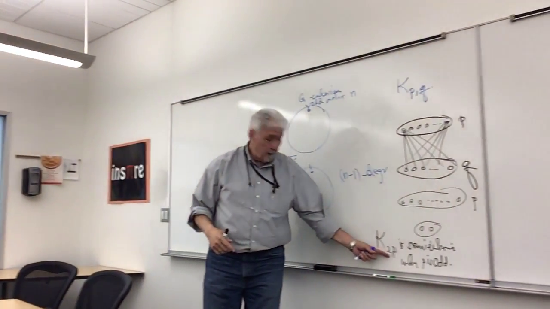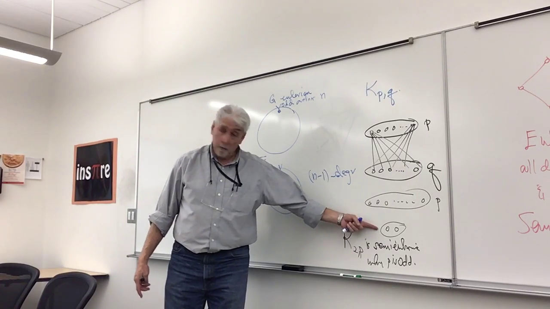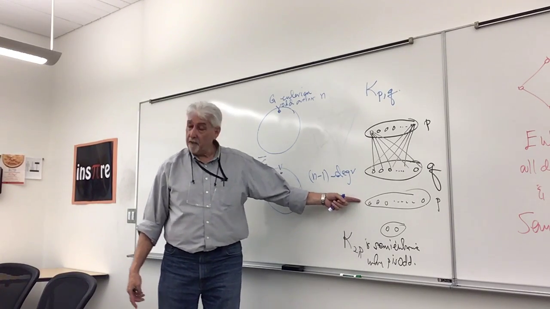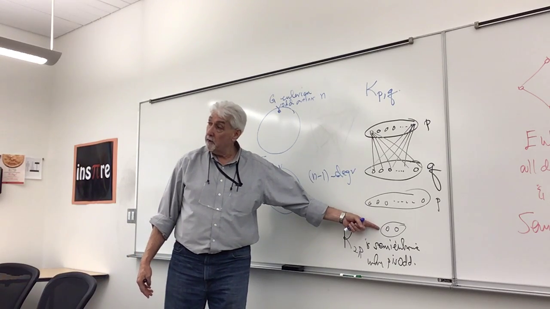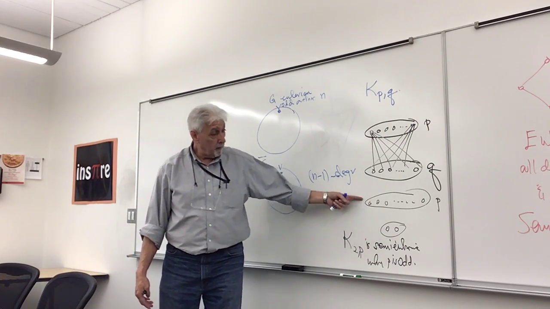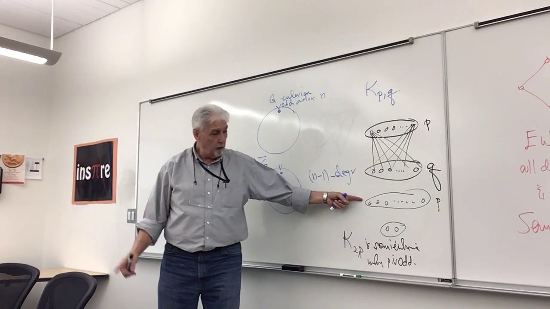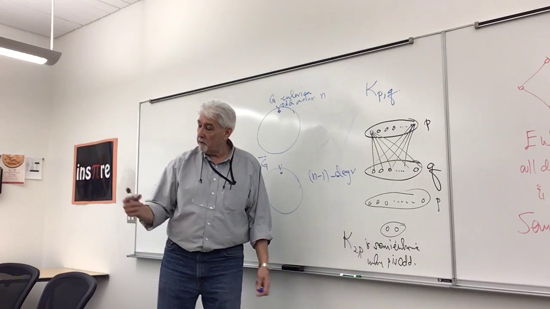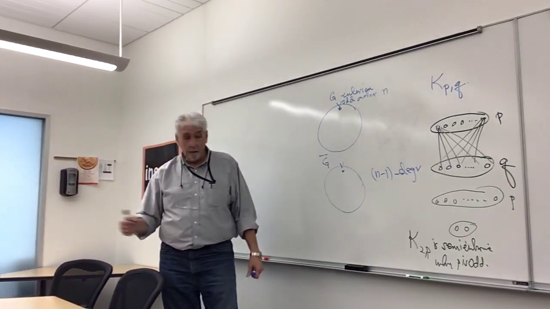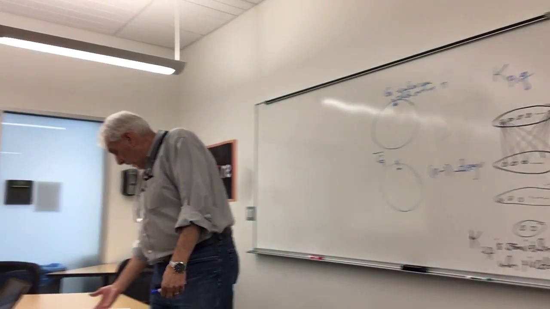If P is not odd, then what's the degree of these points? If P is even, let me make it even easier, what's the degree of these 2 points? It's even. And the degree of these P points? 2, which is also even. And is it connected? So it's Eulerian. Okay? Questions? Okay, now problem number 6.